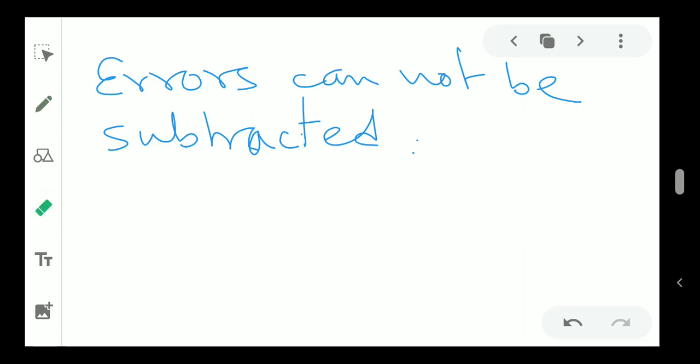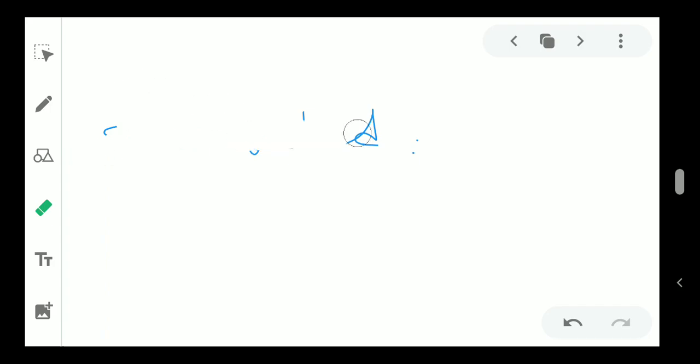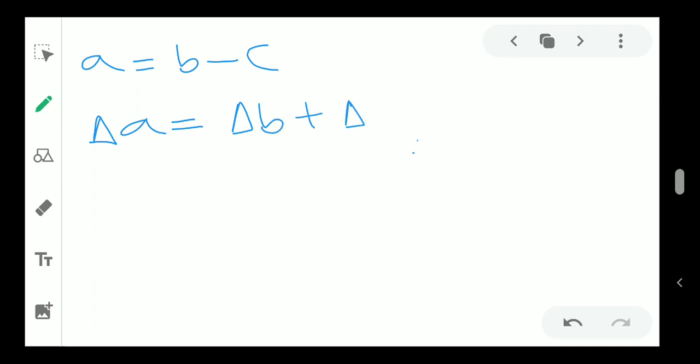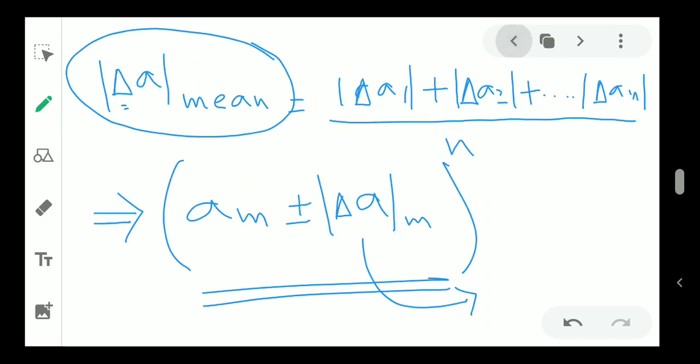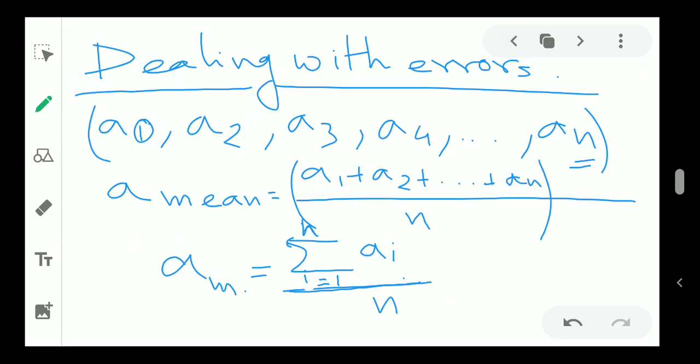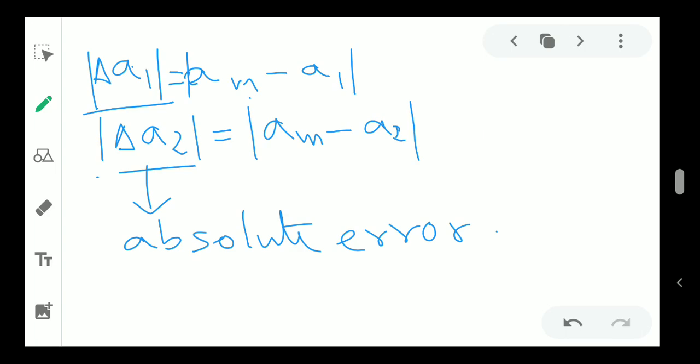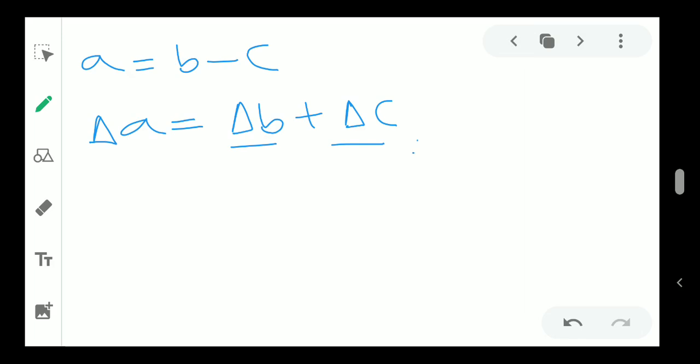So in case of subtraction, let's say A equal to B minus C. In that case also your delta A will be your delta B plus delta C. Why? Because absolute uncertainties will add up in that case also, because you remember in absolute uncertainties I have taken the mod value. This is the mod value, right? So always I have taken the mod value, so they cannot be negative. So in case of subtraction also they add up.